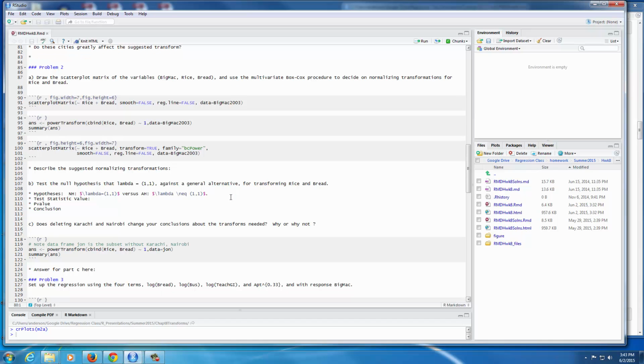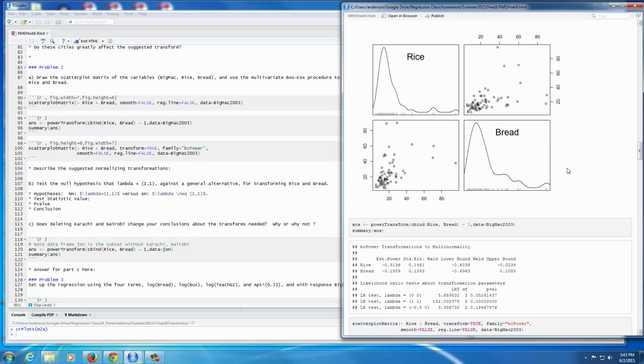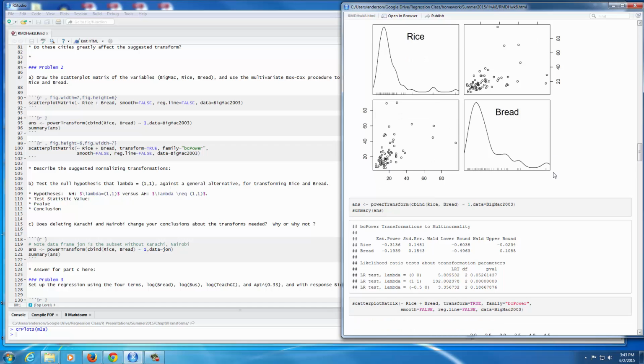In problem 2, we use the same Big Mac data set, and we're going to make a scatterplot matrix of two of the predictor explanatory variables, cost of rice and cost of bread, and that is in line 91. You'll see the scatterplot for rice and the scatterplot for bread, and you should notice that the histogram distributions of rice and bread are both very skewed right, and so there might be some transforms to joint normality that would be helpful on these predictors.